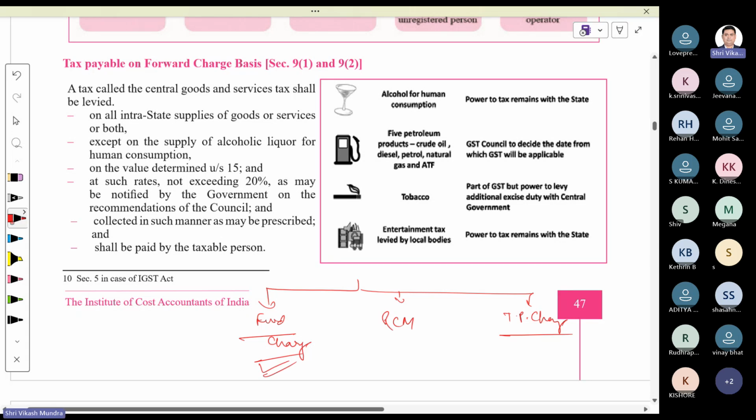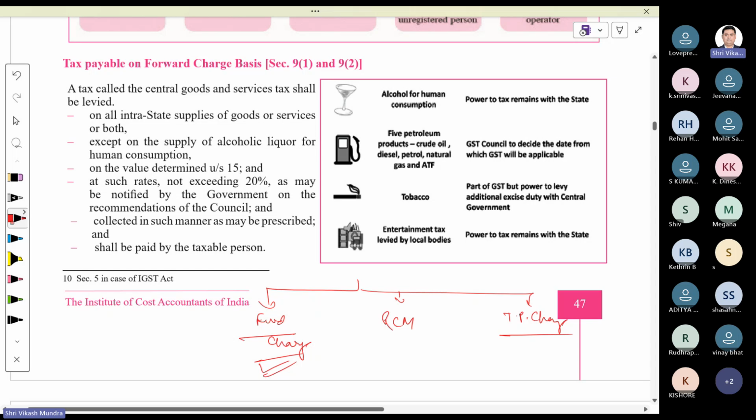What is the forward charge? Ideally, the levy is on the supplier. The government levies the tax on the supplier of the goods or services. That is known as forward charge. However, sometimes on products which are notified, goods or services notified, instead of levying tax on the supplier, they levy tax on the recipient. The receiver is supposed to pay tax on it.